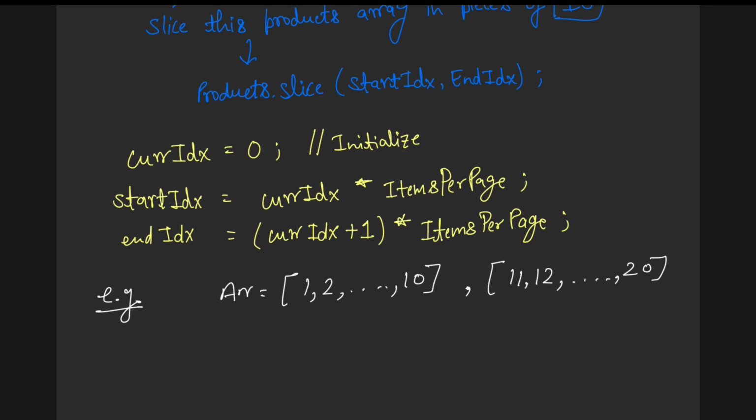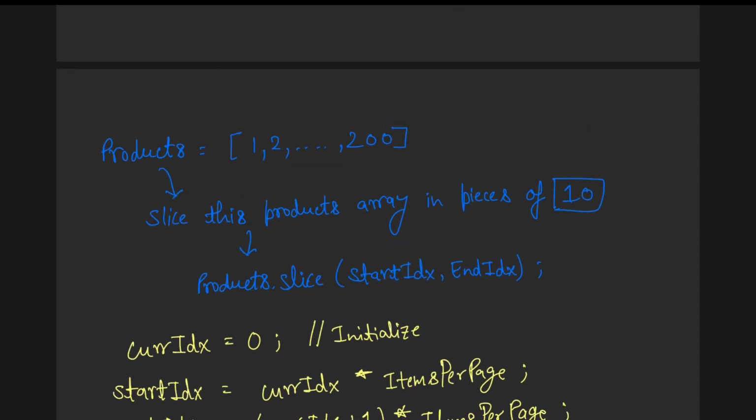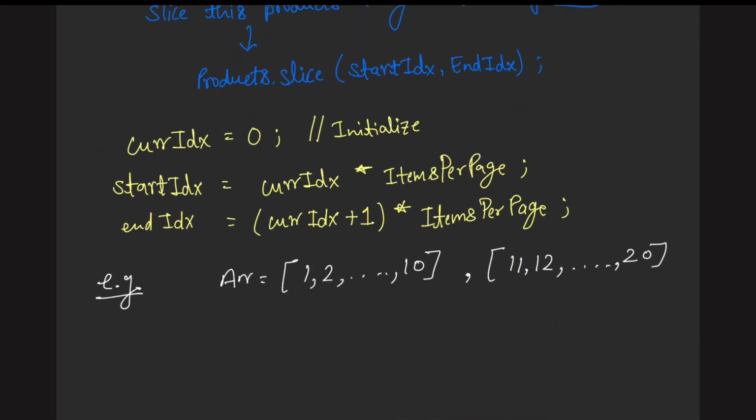Now let's understand this with an example. We have elements from 0 to 200. We can slice this into batches of 10 only. Our current index is 0 now, so our start index will be 0 as well. And our end index is going to be 0 plus 1, which is 1, into 10, which is 10. So we have done the slicing from 0 to 10 here.